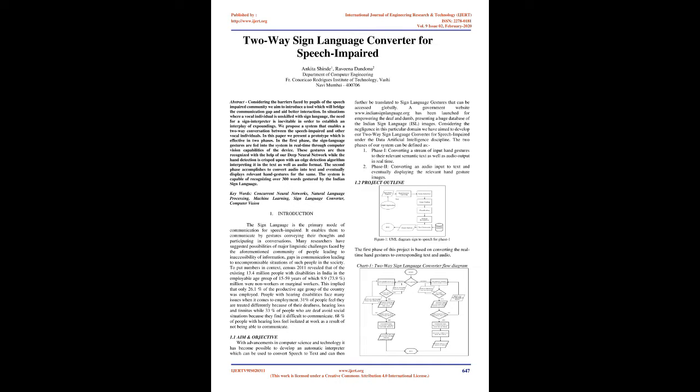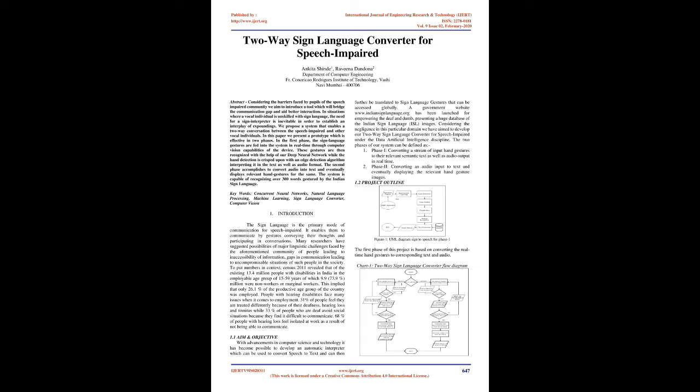In situations where a vocal individual is unskilled with sign language, the need for a sign interpreter is inevitable in order to establish an interplay of expoundings. We propose a system that enables a two-way conversation between the speech-impaired and other vocal individuals. In this paper we present a prototype which is effective in two phases.